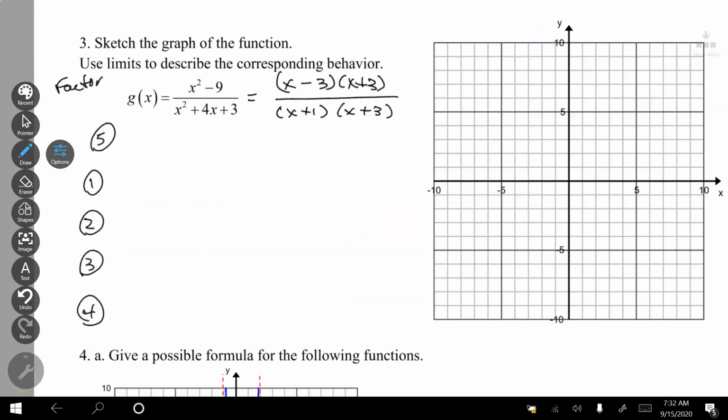Okay, this next example, I did factor it, and I see that there is something identical top and bottom right here.